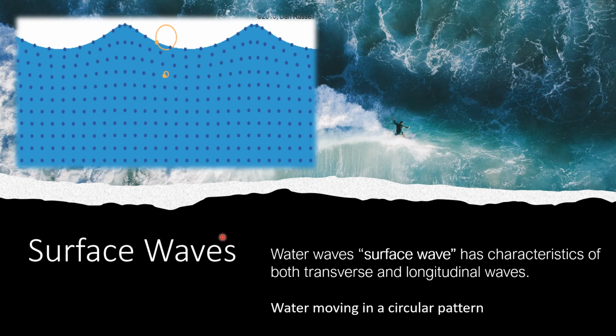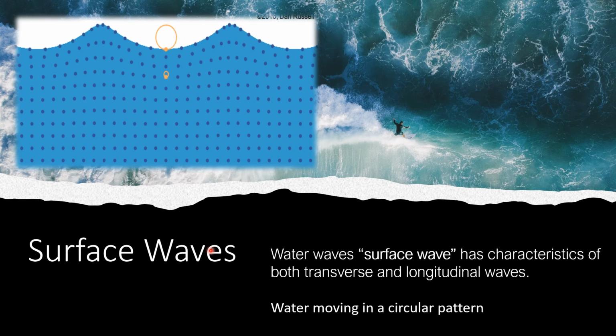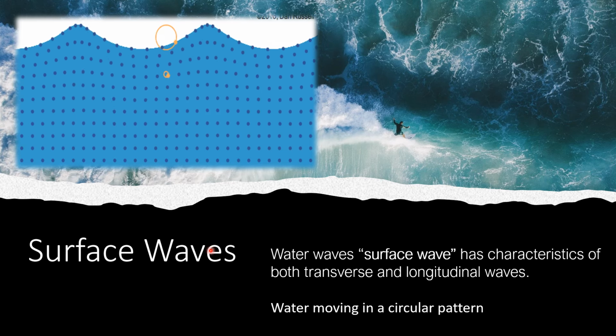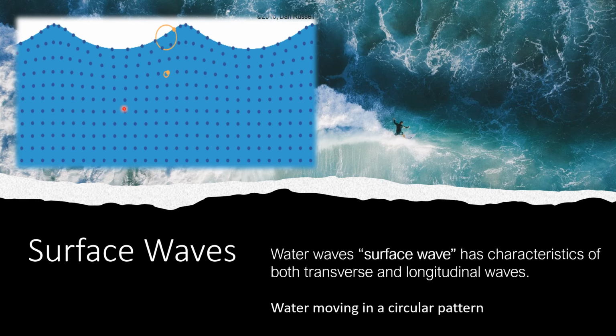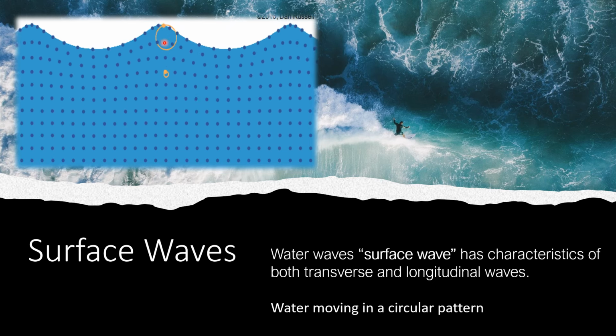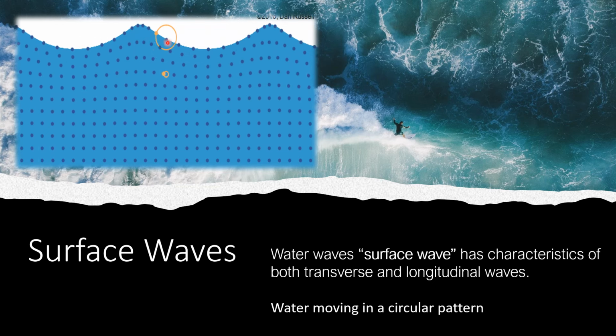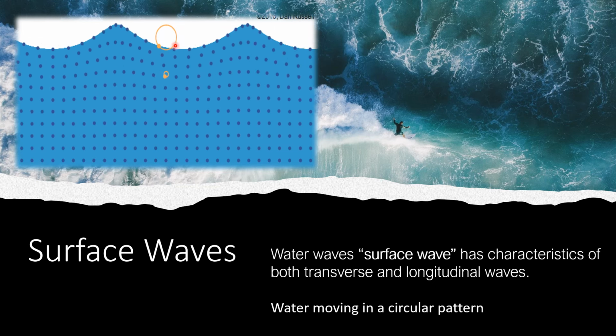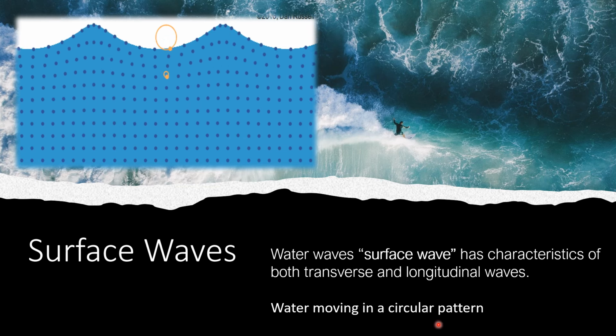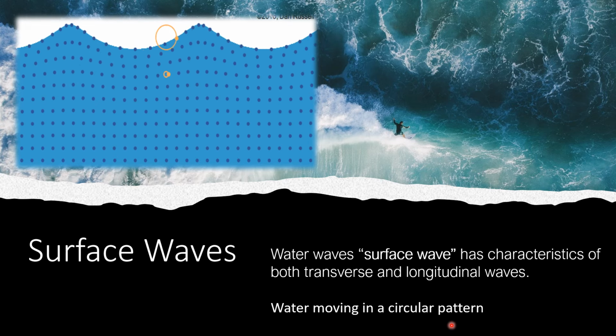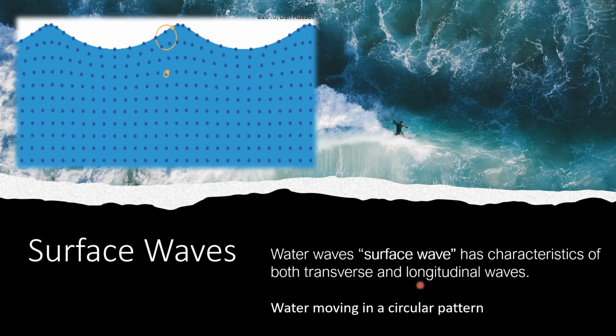What about the surface wave? A surface wave is a combination of these two waves, longitudinal and transverse. Transverse is going up and down, and longitudinal is going back and forth. So this combination will give us a circular motion, a circular pattern. And that's what we mean by a surface wave.